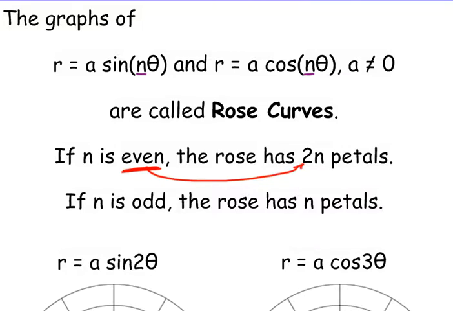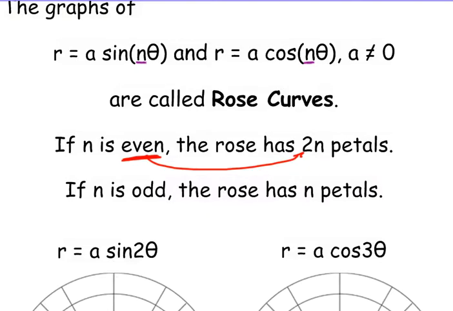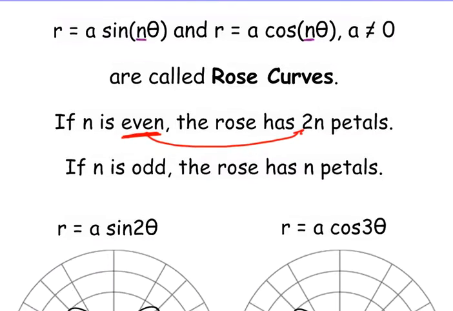If n is even, if that number with the theta is even, your rose has 2 times n petals. I think that's fairly easy to remember. Even 2 is an even number, so you multiply that number by 2 to get the number of petals. Now, again, you've got the graph. You can see that. That's not really a complicated thing there, but I just wanted to mention it. If n is odd, it has that number of petals. So if you've got cosine of 3 theta, that rose is going to have 3 petals.